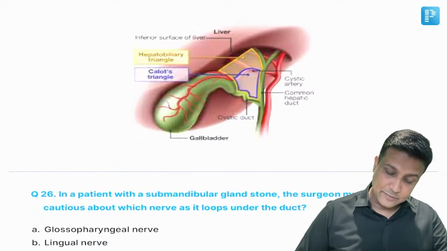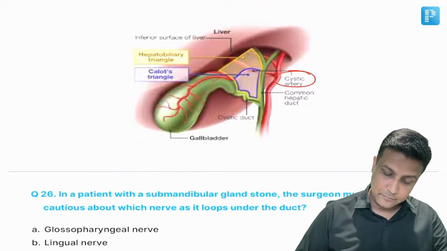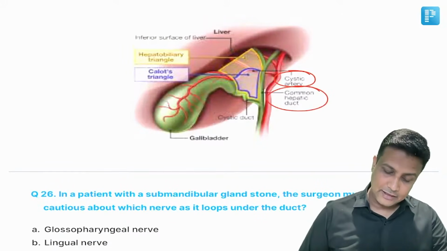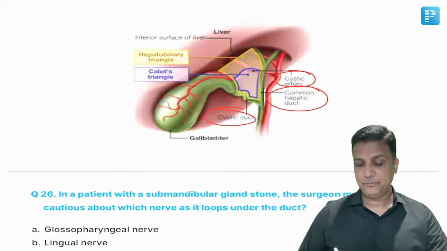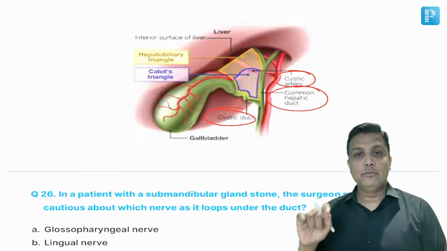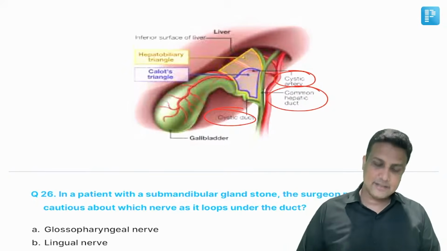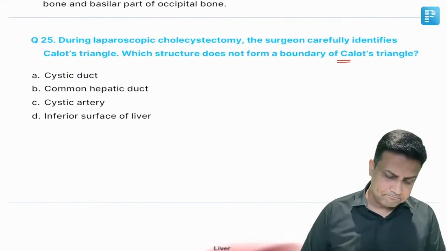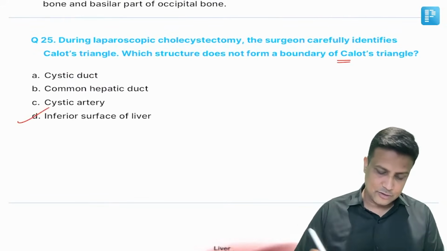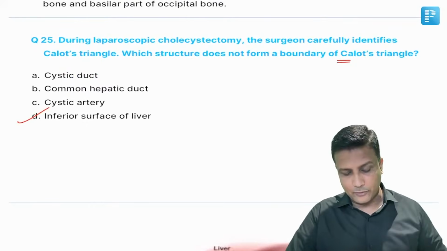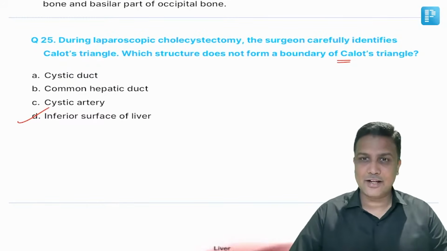So the Calot's triangle is present between the cystic artery and then the common hepatic duct, and then remember the cystic duct. So the Calot's triangle highlighted in the blue color there, it is between the cystic artery and the common hepatic duct and the cystic duct over there. Except the inferior surface of the liver, that is not forming the boundary. So remember 3 C's for the Calot's triangle. Fine.